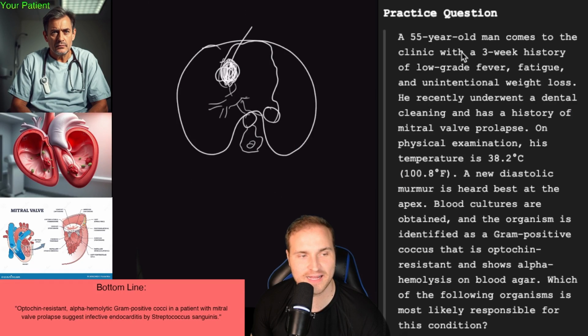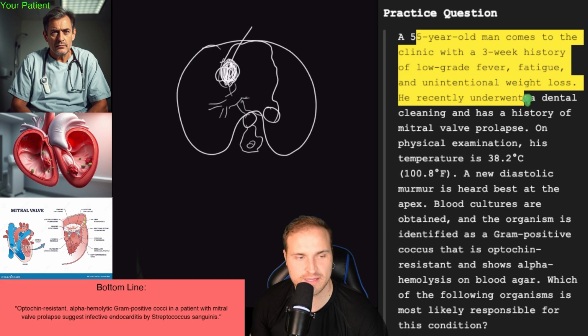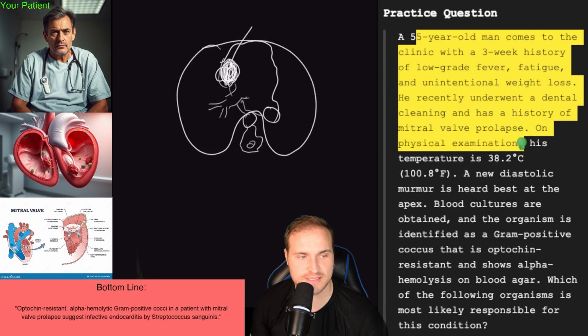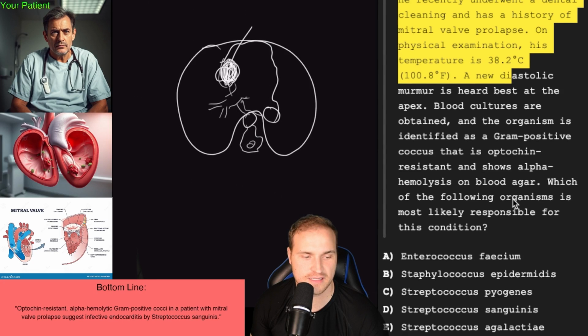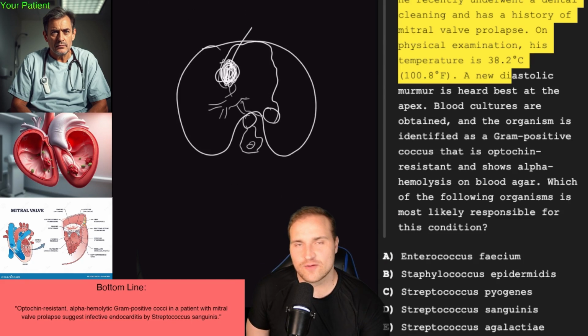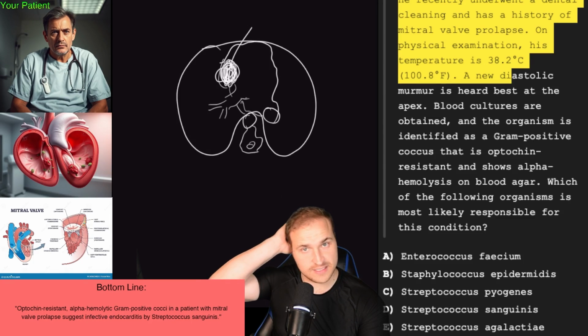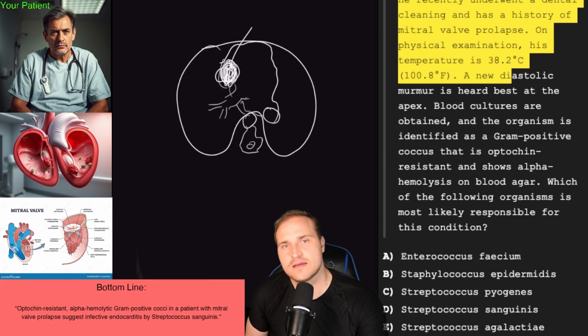All right, here's a good high-yield practice question. A 55-year-old man comes to the clinic with a 3-week history of low-grade fever, fatigue, and unintentional weight loss. He recently underwent a dental cleaning, and he has a history of mitral valve prolapse. So this right here should already be cueing us in to our condition. It's subacute bacterial endocarditis. So don't be spooked by all these weird names. Basically, we have a heart murmur and a recent dental procedure, and then we get fatigue and we get fever and weight loss. And this is subacute bacterial endocarditis, and it's caused by that slow-growing bug from the mouth.